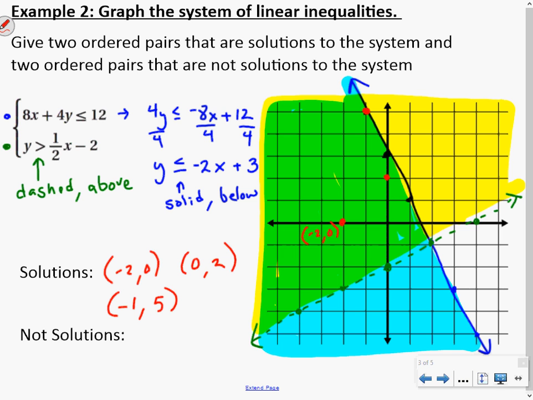And just like the previous example, for points that are not solutions, we can look in the unshaded region. So here at the point 5, -1, that's a point that is not a solution to the system. I can pick a point that's just in the blue shaded region, so -1, -4. Or I could pick a point that's just in the yellow shaded region, which would be 3, 2. And again, there are a lot of options here. These are just some examples.